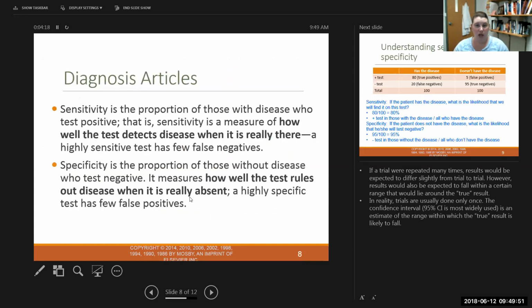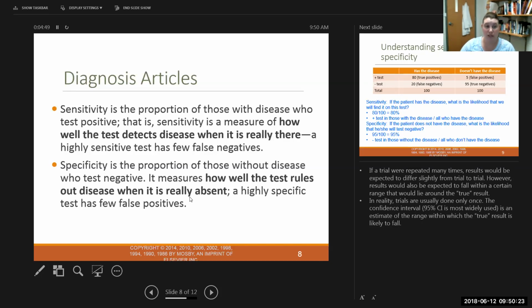When we are looking at diagnosis articles, there are 2 concepts that you want to think about too, and that is the concept of sensitivity and specificity. Sensitivity is a measure of how well the test detects disease when it is really there. If I am concerned that I have some kind of cancer and you are going to test me, I want to be fairly certain that if my test comes back positive, that's because I truly have this. I don't want to be alarmed that I received a positive test when I really don't have that.